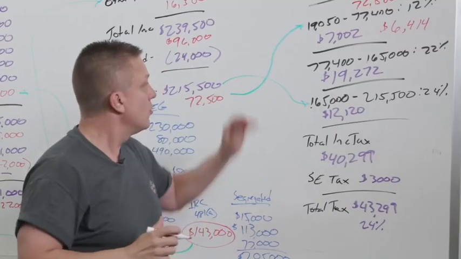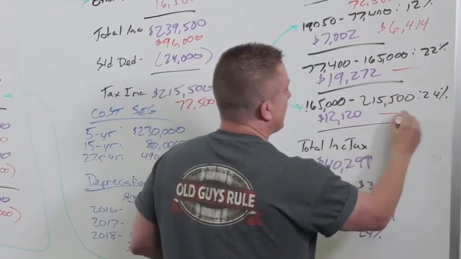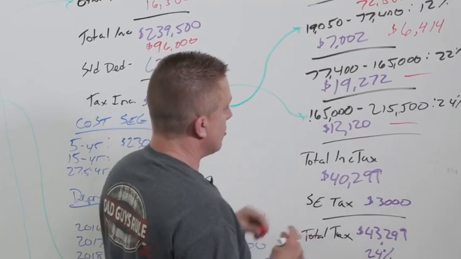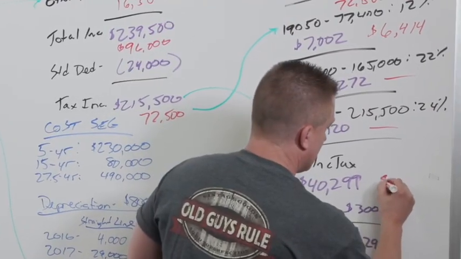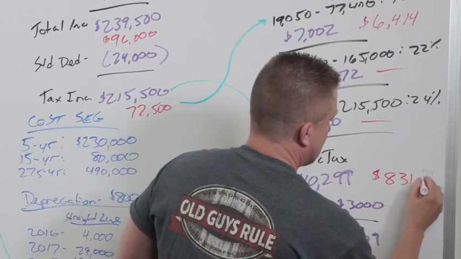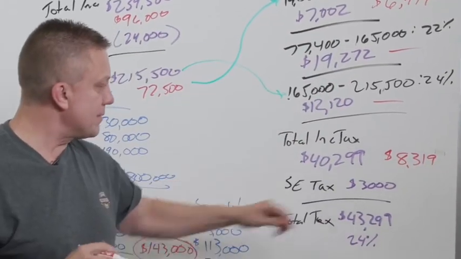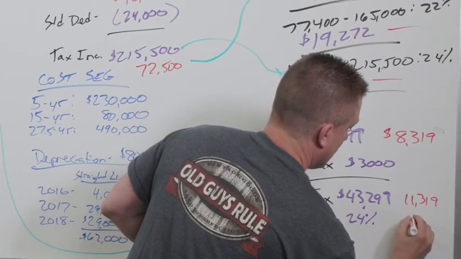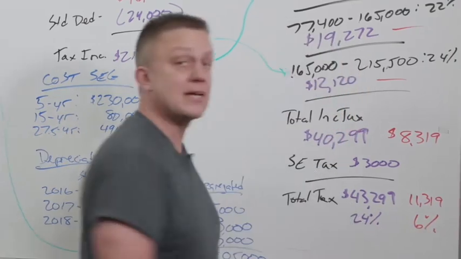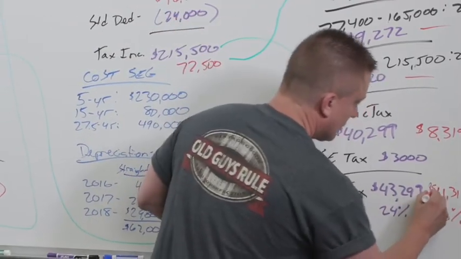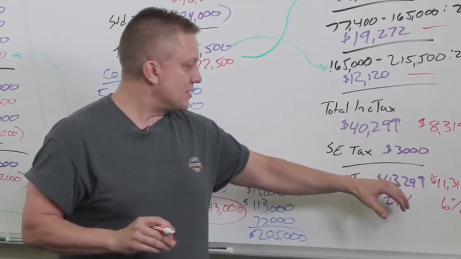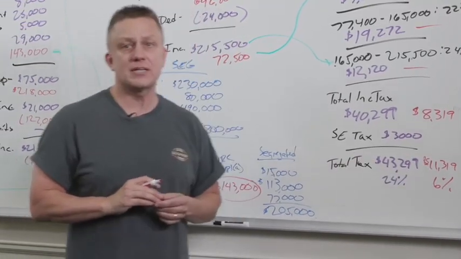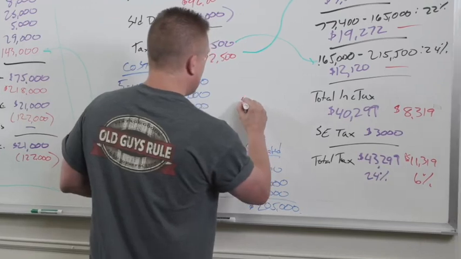$6,414. What's awesome is we don't pay any tax at that bracket, no tax at that bracket. So we add the 6,414 plus the 1,905. Now our total income tax dropped to $8,319. We still have a self-employment tax of $3,000, so our total tax is now $11,319 with an effective tax rate of 6%. What this means is by doing cost seg, they can reduce their tax bill from $43,299 to $11,319. The difference, a beautiful number, $31,980.